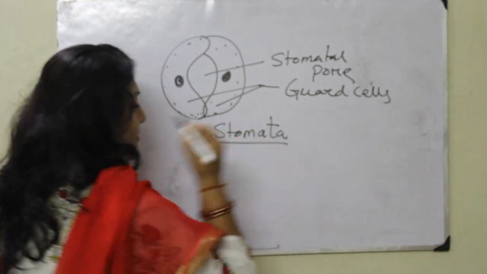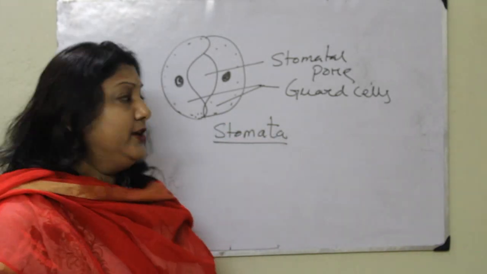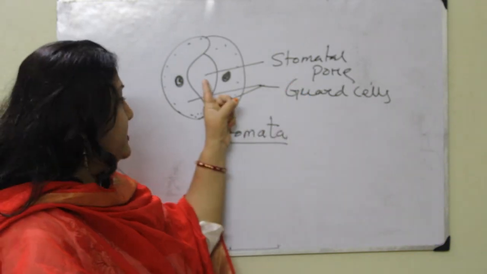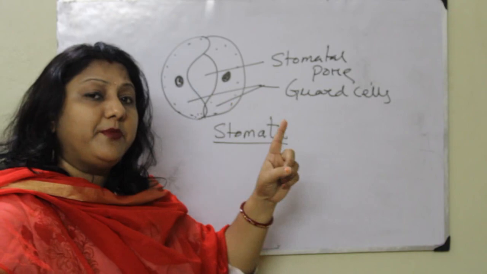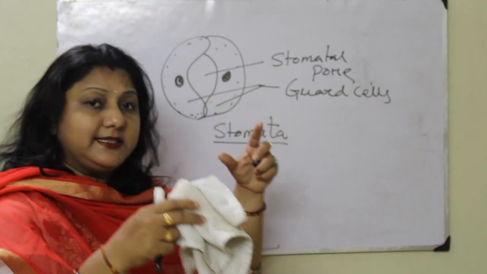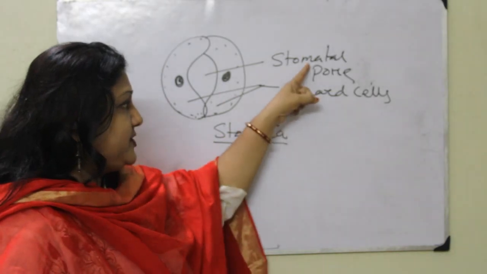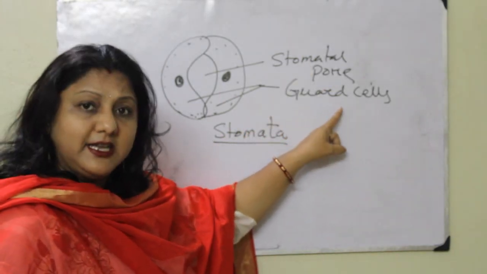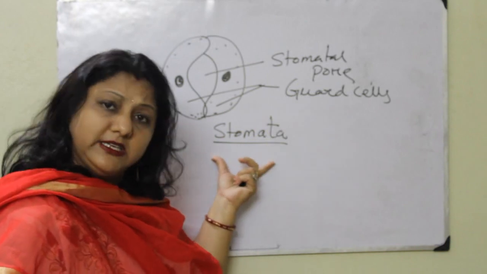So now what is a stomata? Stomata is a collection of two things. One is the stomatal pore, the pore in between the guard cells, or the pore made by the two guard cells present adjacent to each other. Now apart from that stomatal pore, we have guard cells. So combinedly these two structures, they form the stomata.